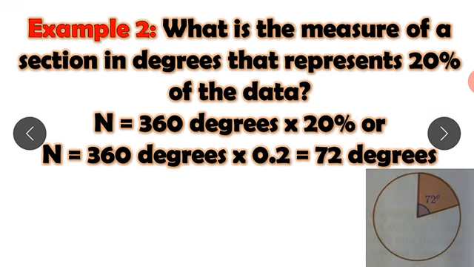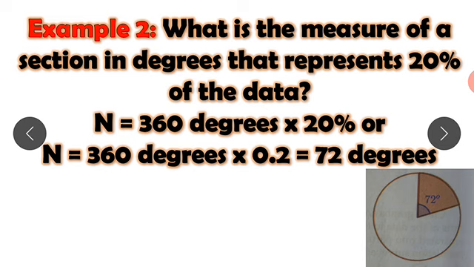Example number 2, what is the measure of a section in degrees that represents 20% of the data? Since we can get the angle measure of a section in degrees by multiplying 360 by the percent or decimal, for example, n is equal to 360 times 20%, then we can write it as 360 times 0.2. This is the easier one. You will convert percent into decimal. So 360 degrees times 0.2, the answer is 72 degrees.